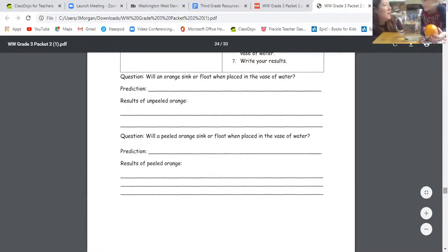Derek, what do you think? Is that orange going to sink or is it going to float? I don't know. You don't know? Well, just guess. Is it heavy? Yeah. Do you think it'll sink? Sink. You think it'll sink? I don't know what it's going to do.